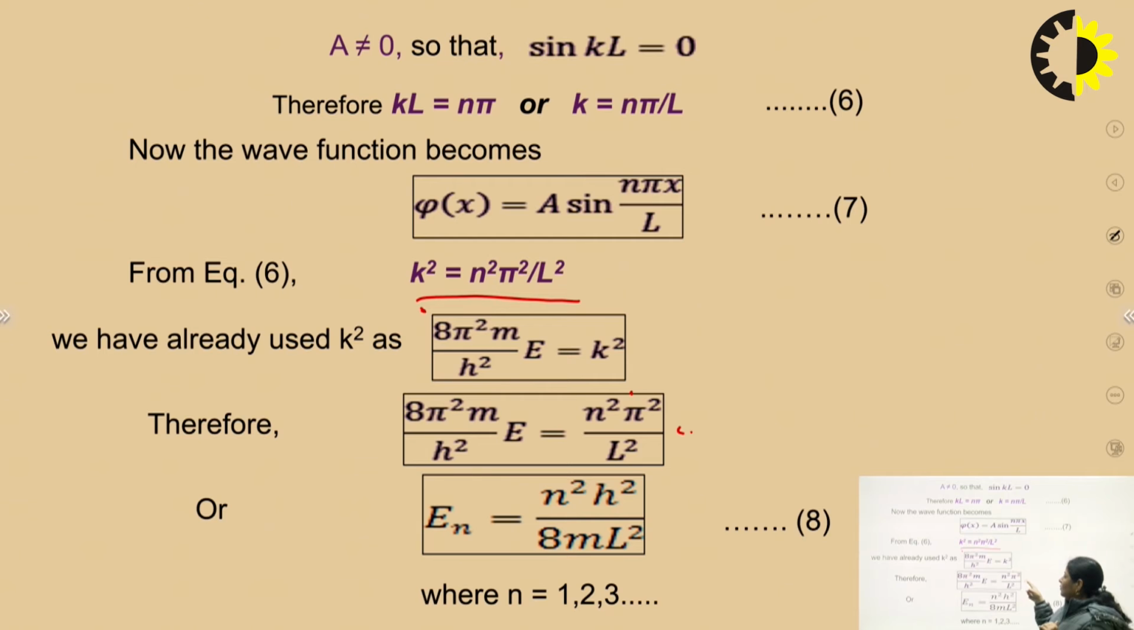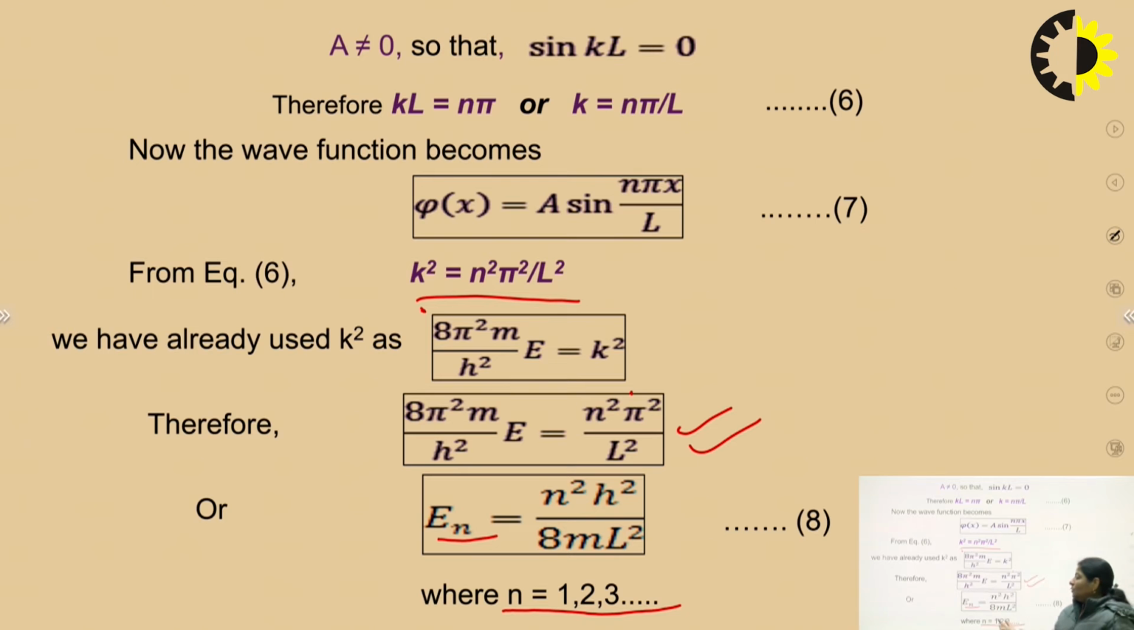So now the values will be equated. This is how the values are equated. And what do we find? We find some expression for the energy. E is the energy which the particle is going to obtain when it is present inside this one-dimensional box. So in this way, we have the energy value: En is equal to n square h square upon 8 m L square. Here n is the integer, so it can have the value 1, 2, 3 and so on.